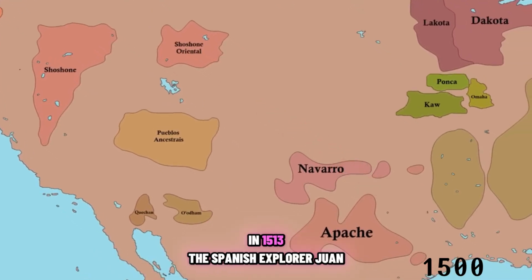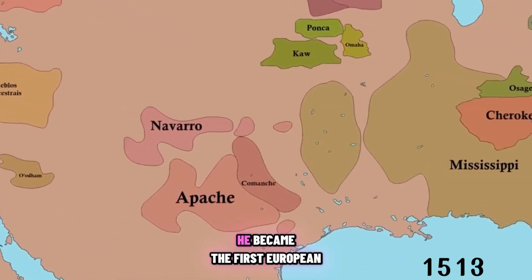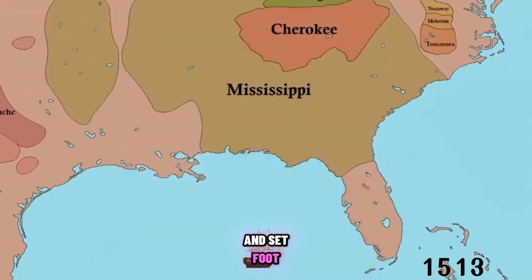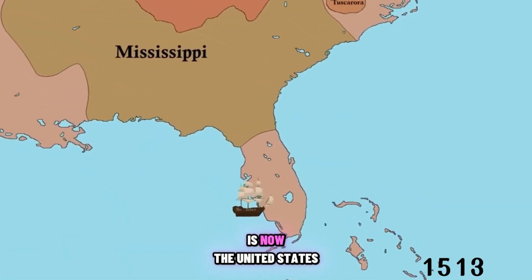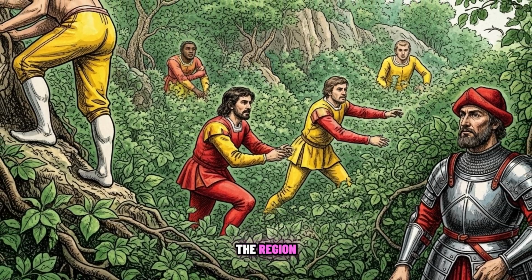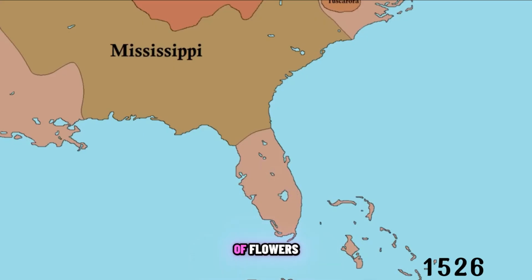In 1513, the Spanish explorer Juan Ponce de Leon became the first European to arrive and set foot on the territory of what is now the United States. Impressed by the natural scenery of the region, he named it Florida in honor of Spain's Festival of Flowers.